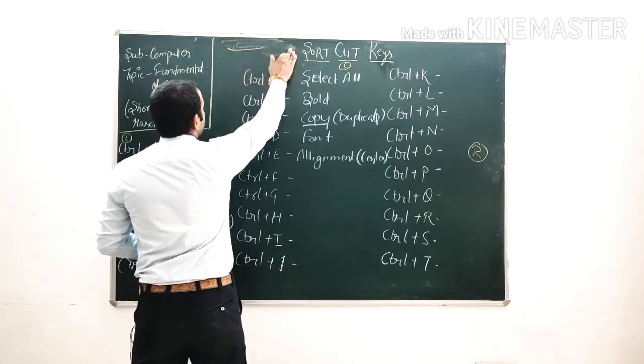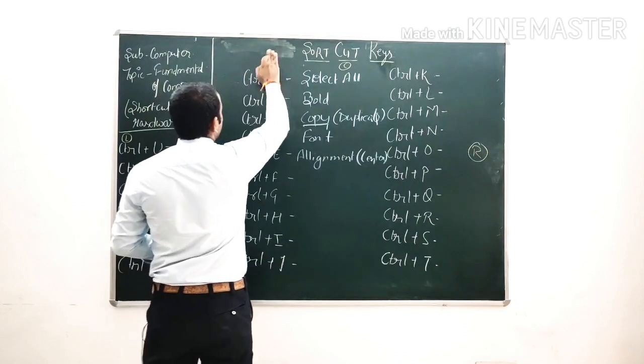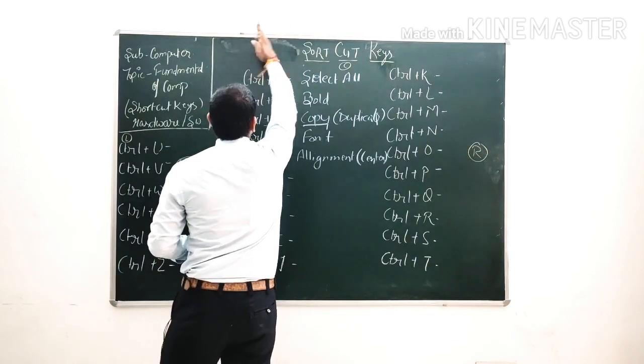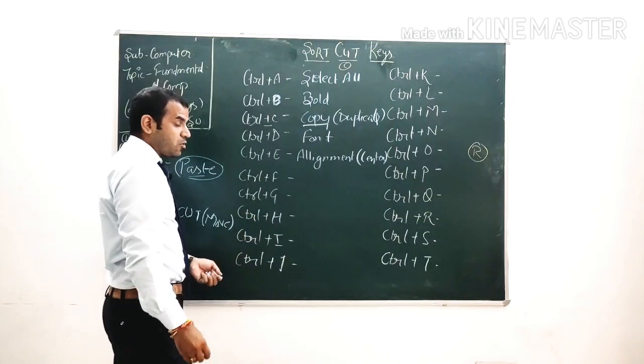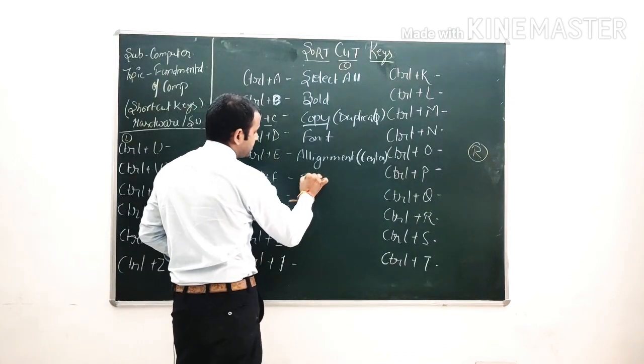Firstly, we have to know what alignment is. Alignment is the setup of the page from the left side, right side and center. The next one is Control F. It is used for find.